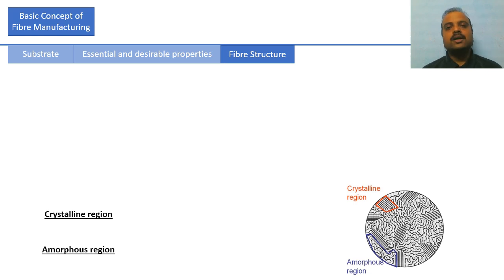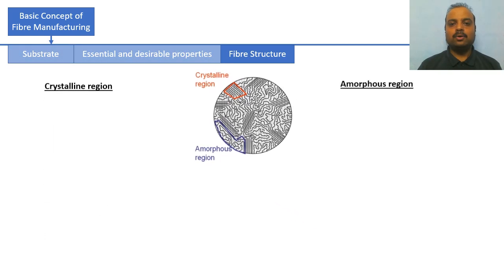In the sense, I can say that the fiber is made up of polymeric chains, and the polymer chains are placed in the fiber in the crystalline region or the amorphous region. Let's compare each region along with their importance.